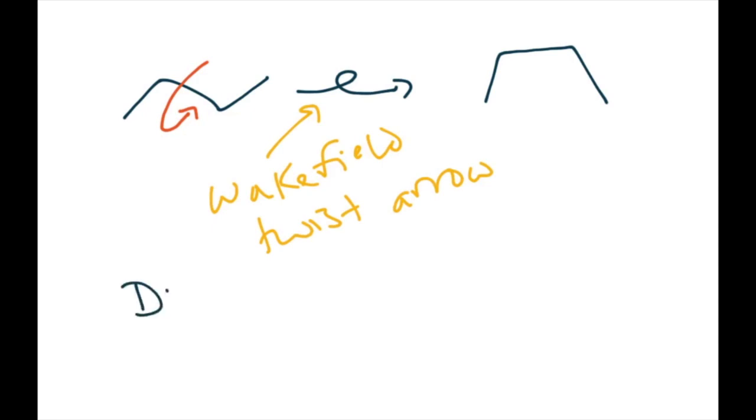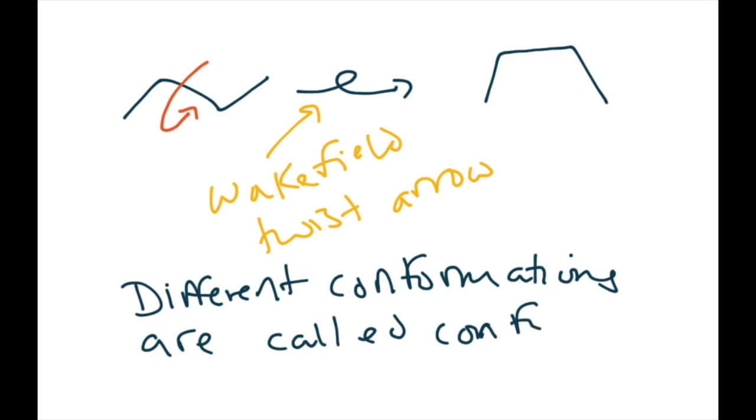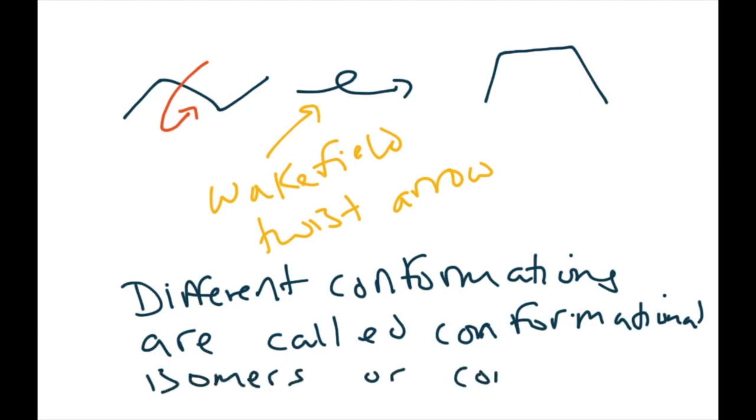So different conformations are called conformational isomers or conformers. So this version of butane and this version of butane are just conformers.